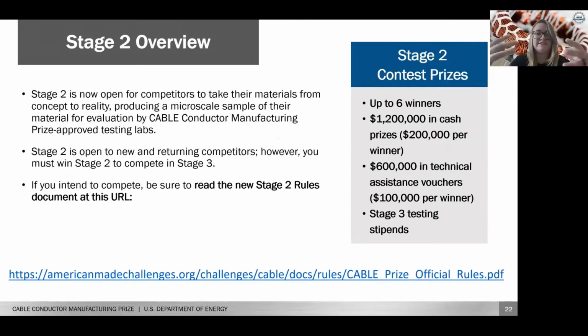So as I mentioned on the previous slide, stage 2 is now open for competitors to take their materials from concept to reality, producing a micro scale sample of their material for evaluation by the CABLE Conductor Manufacturing Prize approved testing laboratories. Stage 2 is open to all new and returning competitors. Again, you must win stage 2 to compete in stage 3. Winners of stage 2 will each receive $200,000 in no strings attached cash prizes and $100,000 in technical assistance vouchers for work with either DOE National Laboratories or the American Made Network.